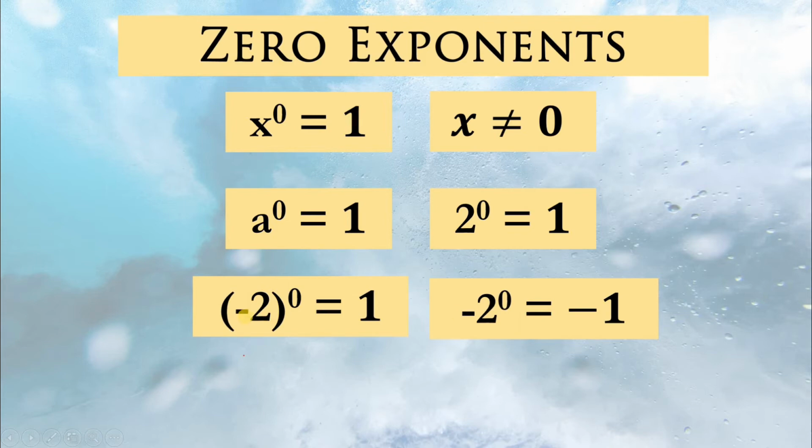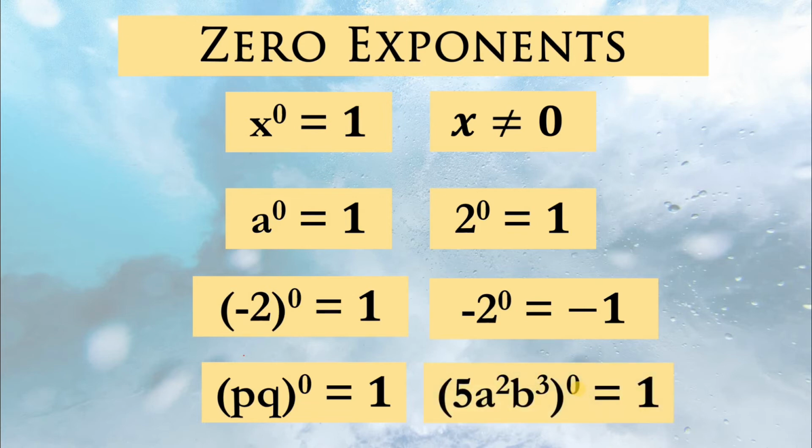The negative 2 on your left has a parenthesis outside, so we're raising the whole quantity, including the negative sign, to 0. That's why the answer is 1. On the other hand, for the one on the right, we're just raising the number 2 itself to 0, leaving the negative sign. That's why the answer is negative 1. So quantity PQ raised to 0 is 1, and quantity 5a squared b cubed raised to 0 is 1.